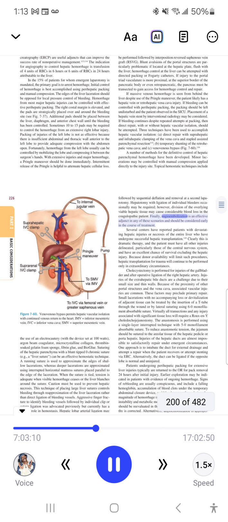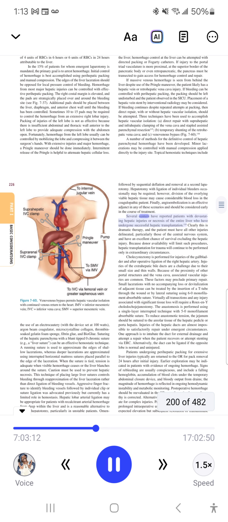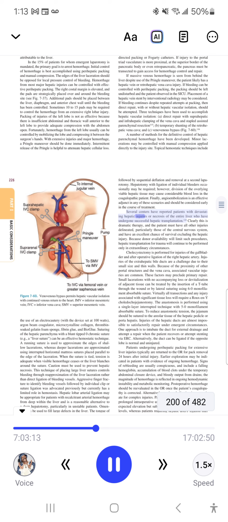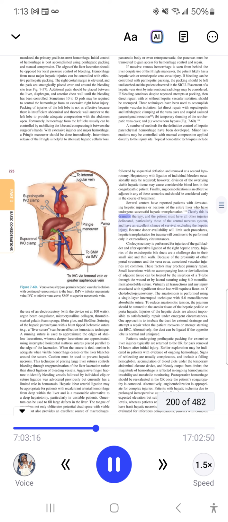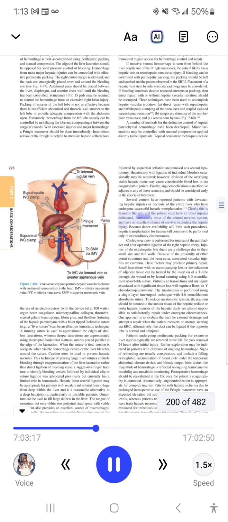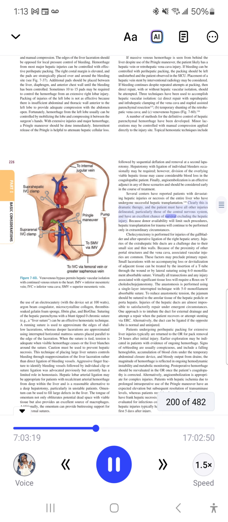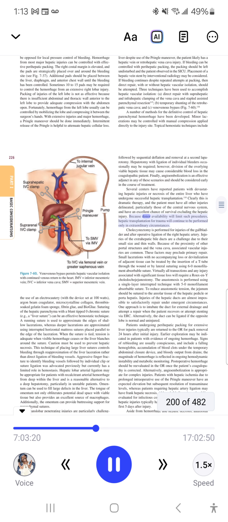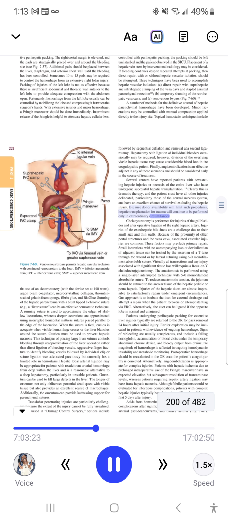Finally, embolization is an effective adjunct in any of these scenarios and should be considered early in the course of treatment. Several centers have reported patients with devastating hepatic injuries or necrosis of the entire liver who have undergone successful hepatic transplantation. Clearly this is dramatic therapy, and the patient must have all other injuries delineated, particularly those of the central nervous system, and have an excellent chance of survival excluding the hepatic injury. Because donor availability will limit such procedures, hepatic transplantation for trauma will continue to be performed only in extraordinary circumstances.